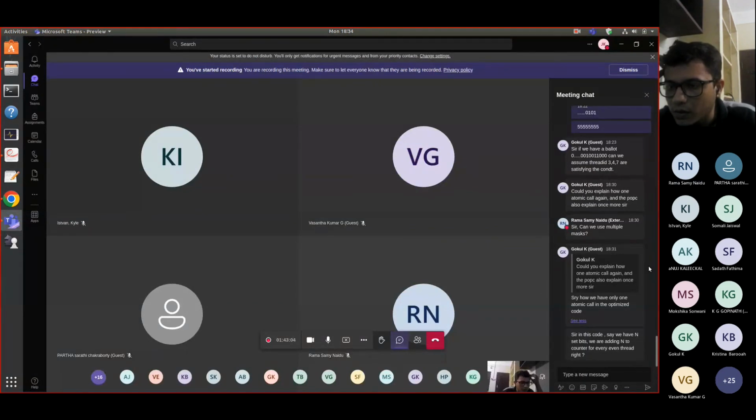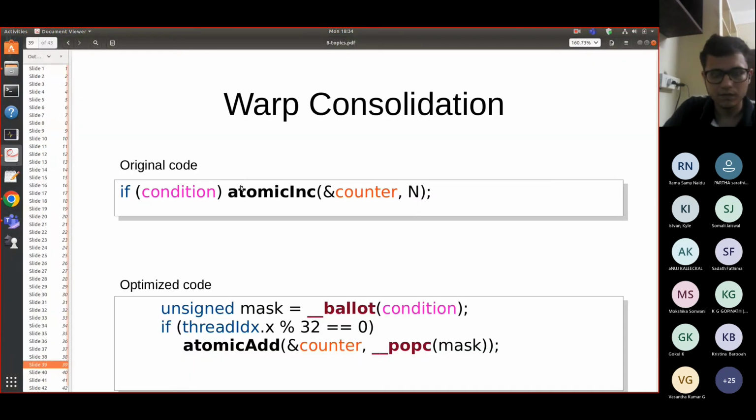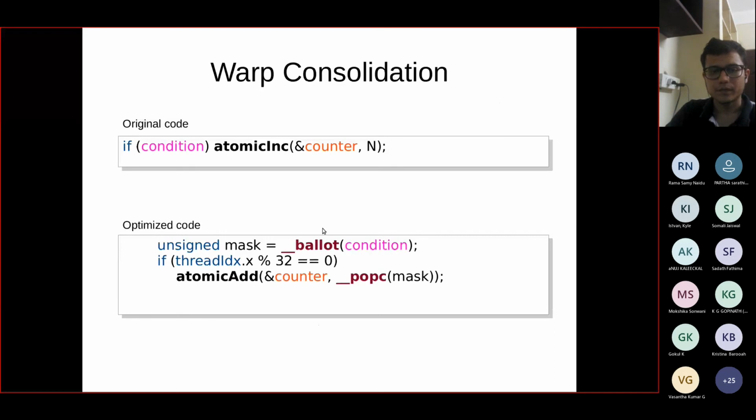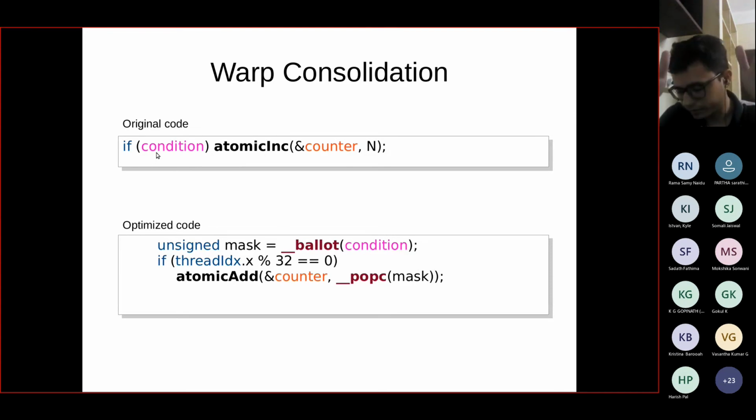How can we have only one atomic call in the optimized code? Okay, let us come to this. See, initially, based on the condition, however many warp threads were satisfying the condition, that many atomic calls were being made, right? So let's say out of 32 warp threads, 20 were satisfying the condition, then there were 20 atomic increments.